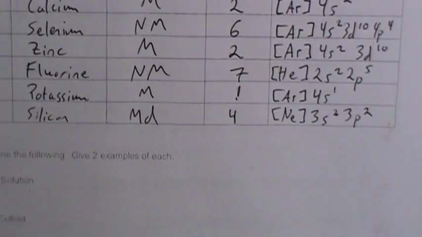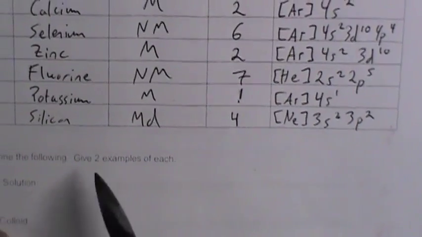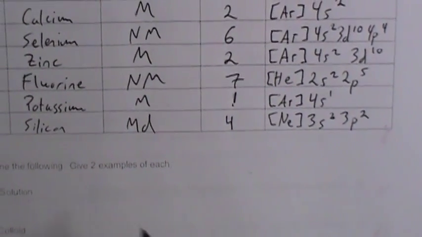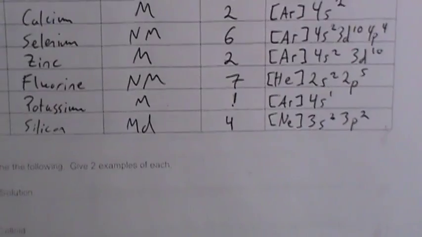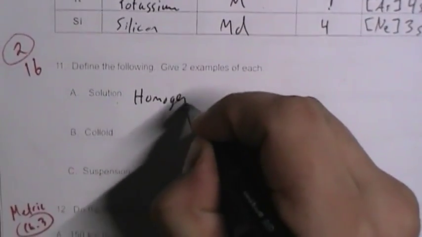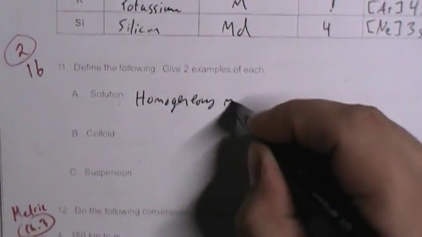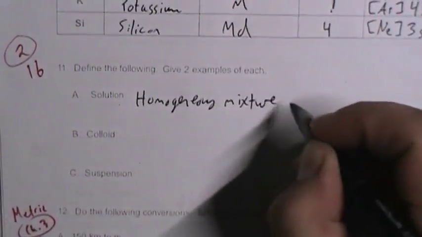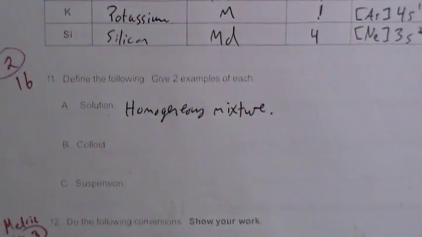Welcome back. We're looking at problem number 11 in our review packet. We're looking at solutions, colloids, and suspensions. A quick definition for a solution is that a solution is a homogeneous mixture, meaning that it is uniform in composition. It has the same properties throughout the entire thing.